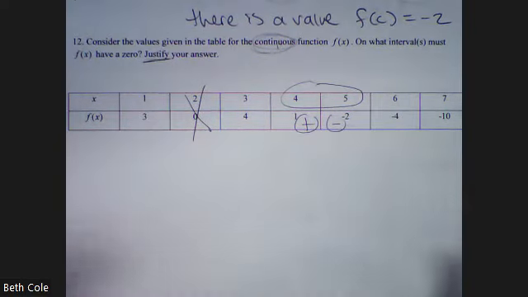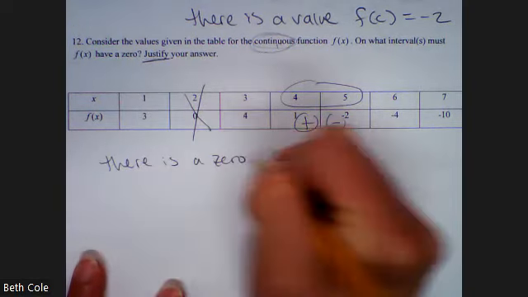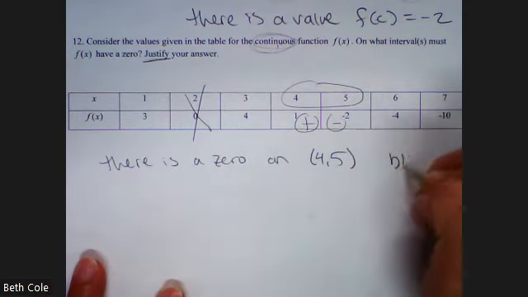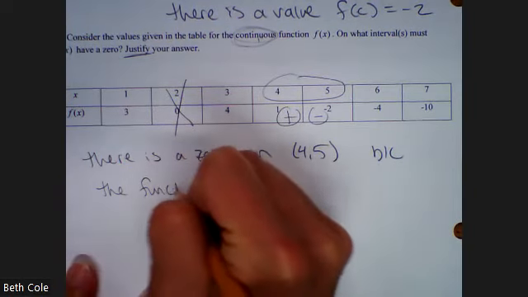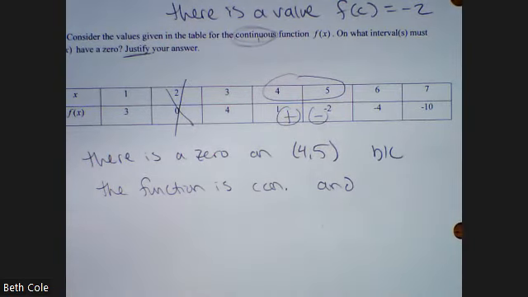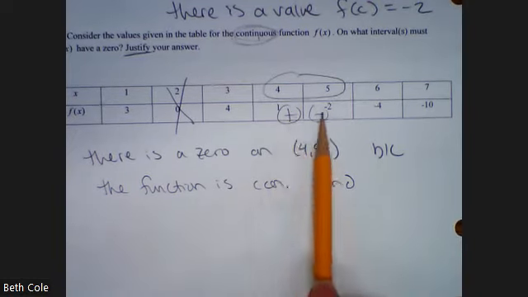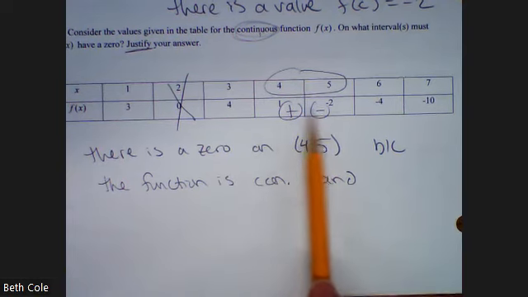I know that justify word is scary. There is a 0 on 4 to 5 because the function is what? What do you have to mention? Continuous, because the function is continuous. And I know justify is a scary word, but why did you pick 4 to 5? Like 0 is in between those.